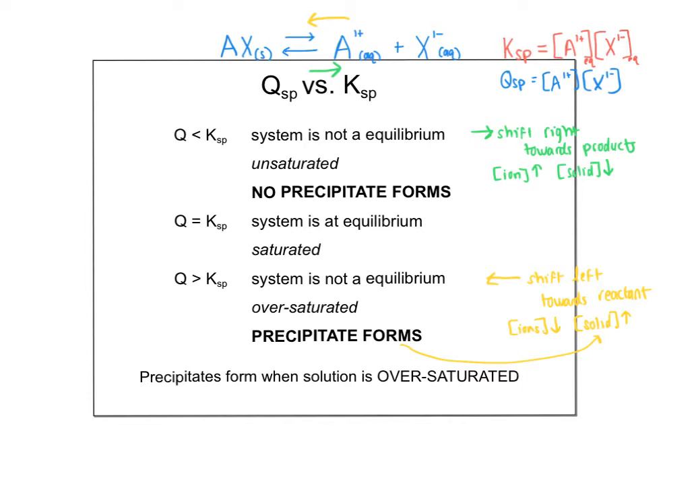So a precipitate will form when a solution is oversaturated, meaning there's too much of the ions. Q is larger than K, right? So if these are bigger than my K, then we're going to shift to the left to get to K, and a precipitate will form.